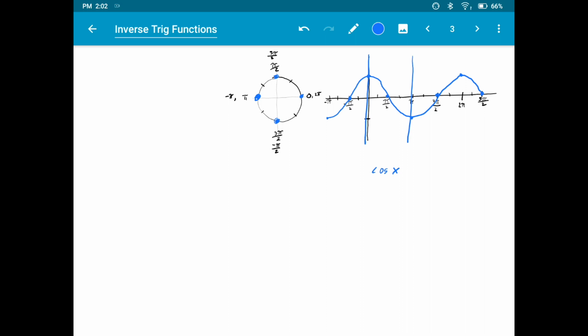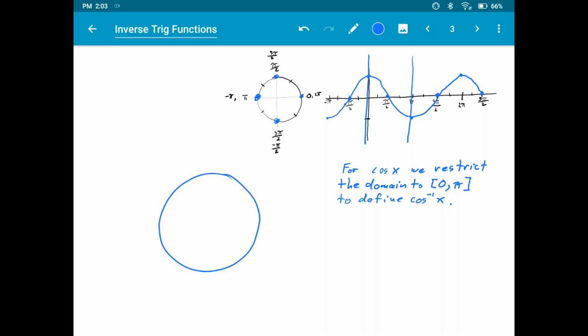So, for cosine of x, we restrict the domain to 0 to pi to define the inverse cosine of x. Another way to think about this is on the unit circle, cosine represents the x values, so to get all of the x values I need to look at half of the circle in this direction. So from 0 to pi.